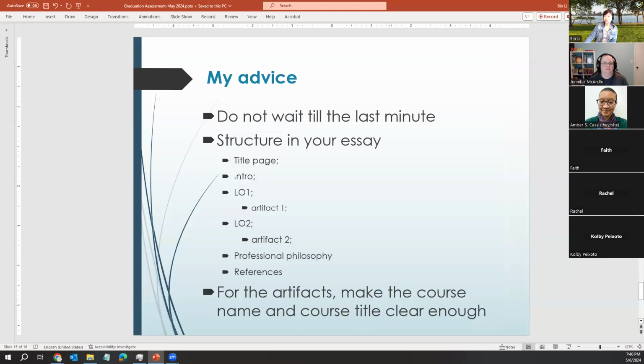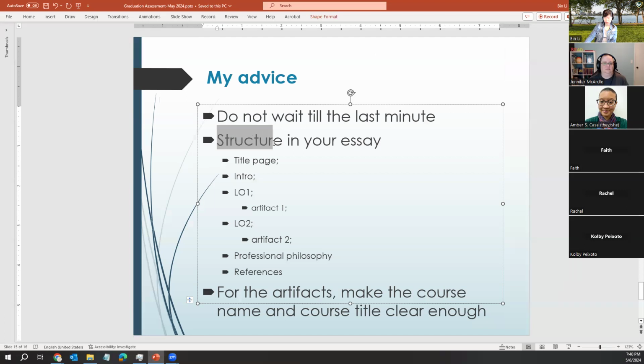But there is something I want to call your attention to. The way you structure the essay really helps. For your reflective or demonstrative essay, structure is important. Structure helps you organize your ideas. It also helps the faculty follow your ideas. So I highly recommend you use some structure, organize your ideas in paragraphs, and use subheadings.